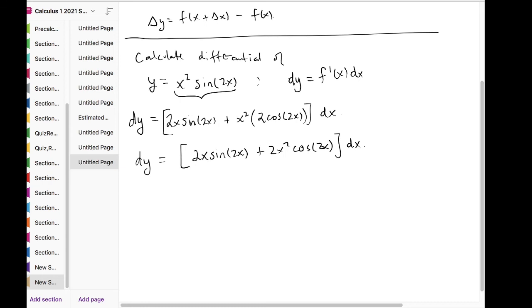So this is the slope of the tangent line at a point, right? And this would be the change of x value, and this measures the change of y value in the tangent line. Change of y value via the tangent line. This is the derivative, and this is the change of x value.